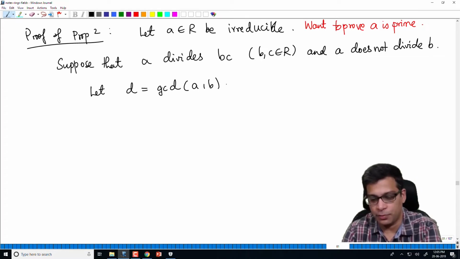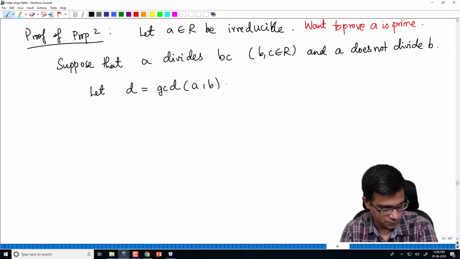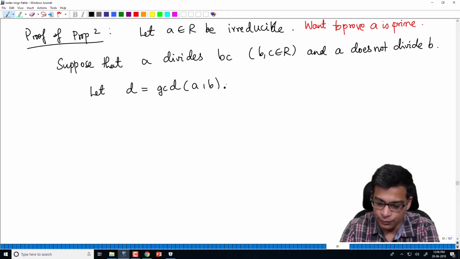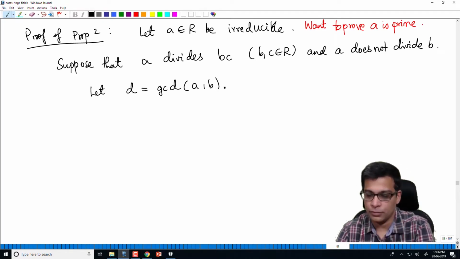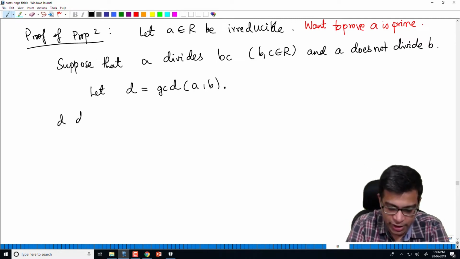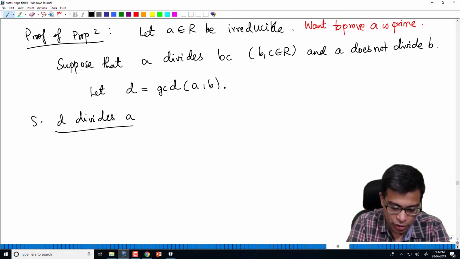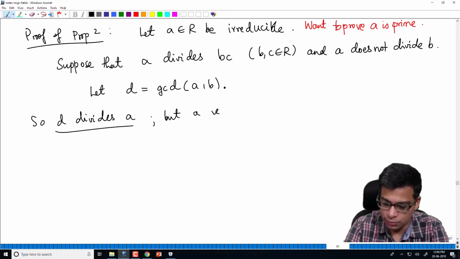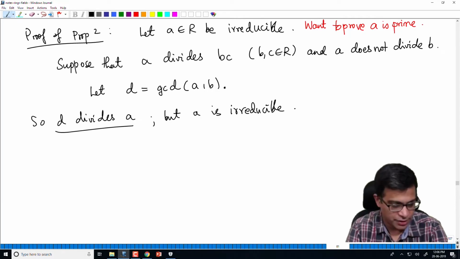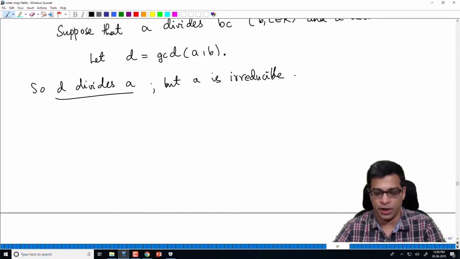Remember, when I write GCD of A and B, it may suggest that there is a unique GCD, but I am not claiming that. This is just a convenient notation for me. All I am saying is that there is a GCD which I am calling D. Let us take the GCD of A and B. Now we know that by definition of GCD, D divides A. So D divides A, but A is irreducible, by hypothesis. An irreducible element cannot have proper divisors.